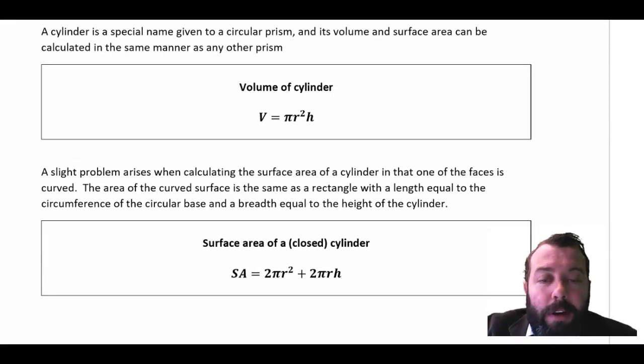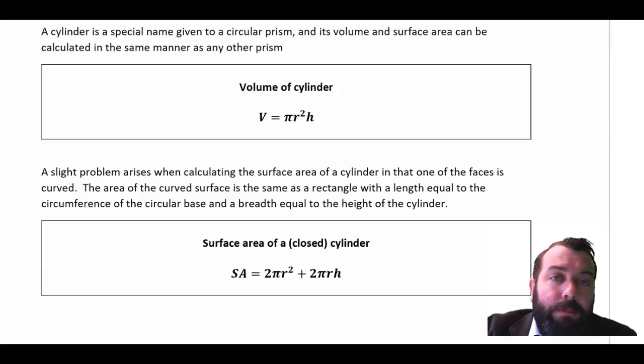The surface area. Now sometimes we talk about open, open at one end, or closed. Let's just stick with closed cylinders for the time being. A cylinder will have three faces, a circle at the top and a circle at the bottom, and then I have this curved face. If I was to cut that down its side and lay it out flat, I would have a rectangle. Think of the wrapper on a can of baked beans.